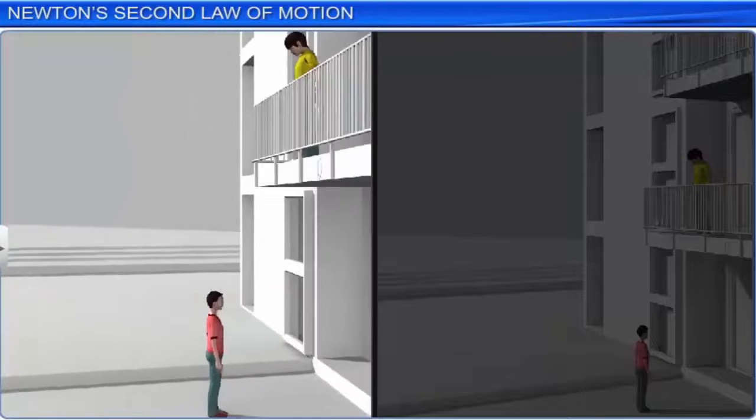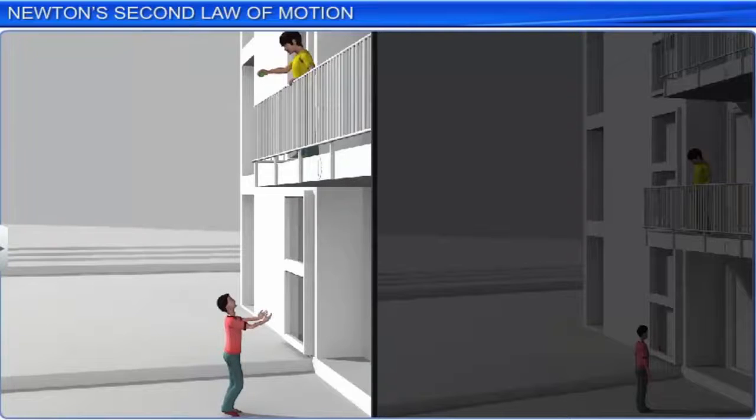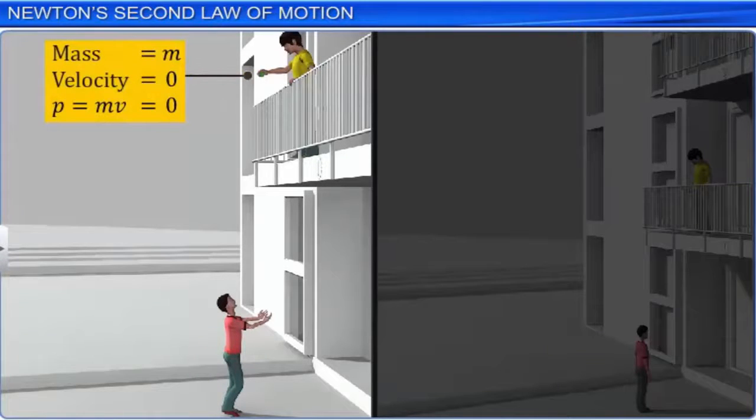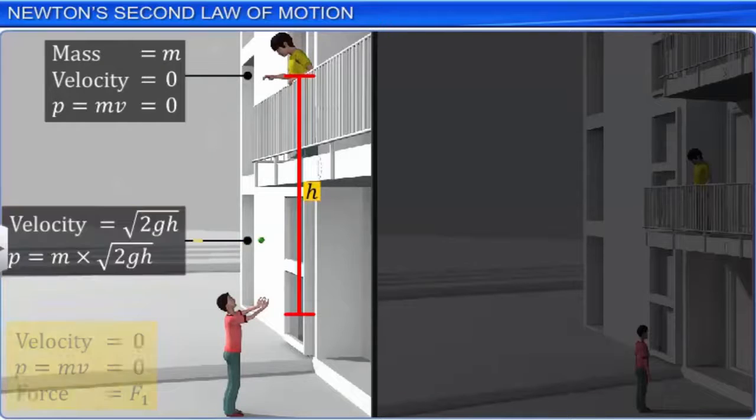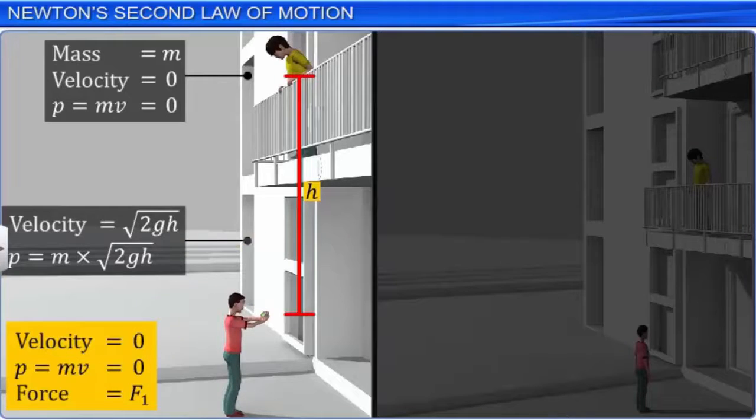A boy standing in a first-floor balcony drops a ball of mass m from a certain height h. As the ball goes down, it gains some velocity and hence acquires a certain momentum. A boy standing on the ground below catches the ball by using a force F. The momentum of the ball becomes 0 during the process of catching it, as it comes to rest.